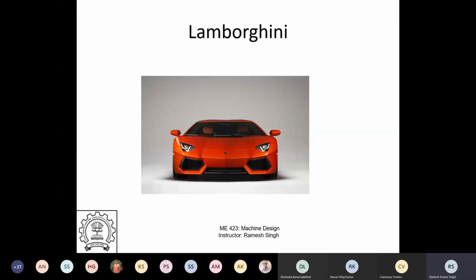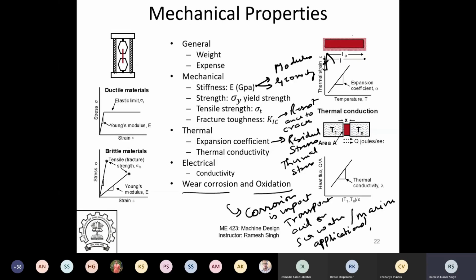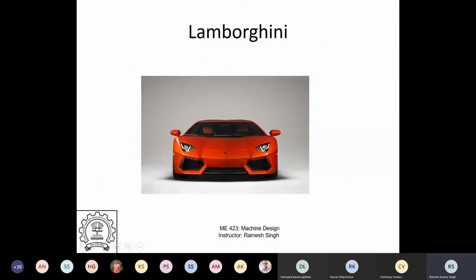Yeah. So we talked about this Lamborghini thing, which is the high-end expensive items in aerospace and defense, the high-value components.